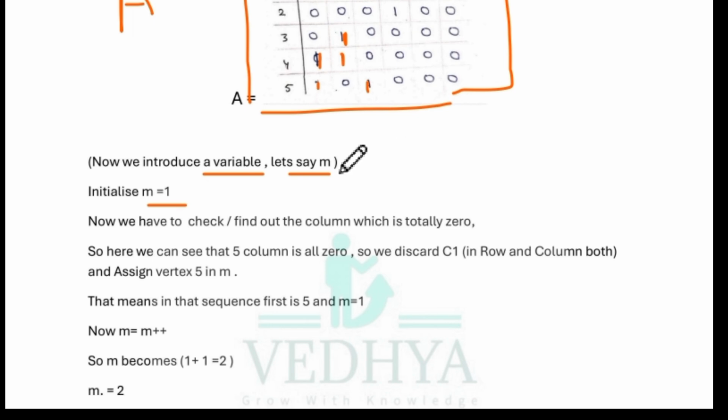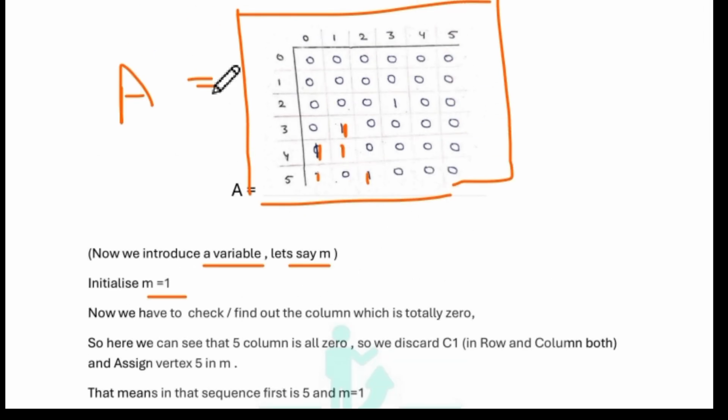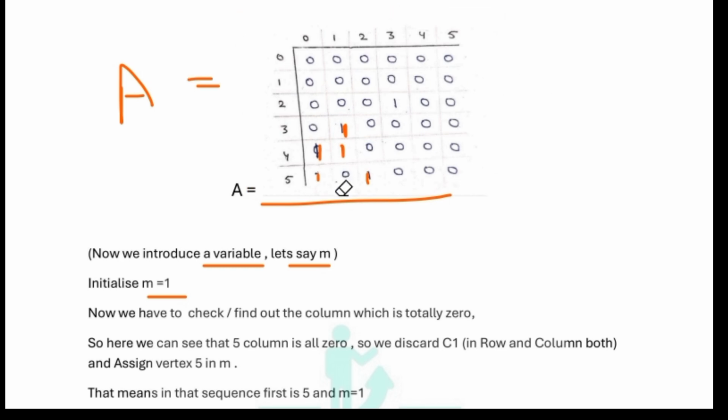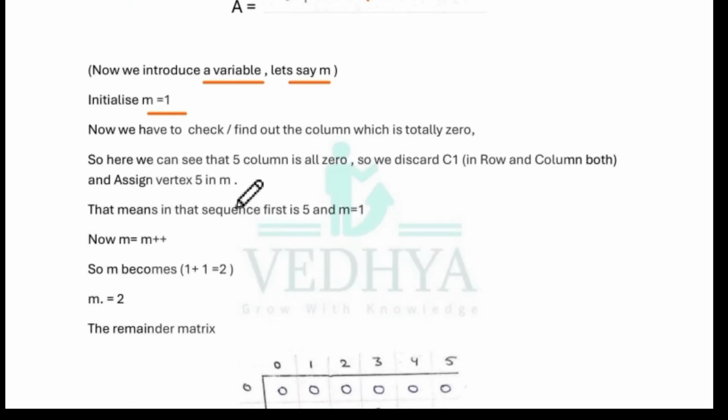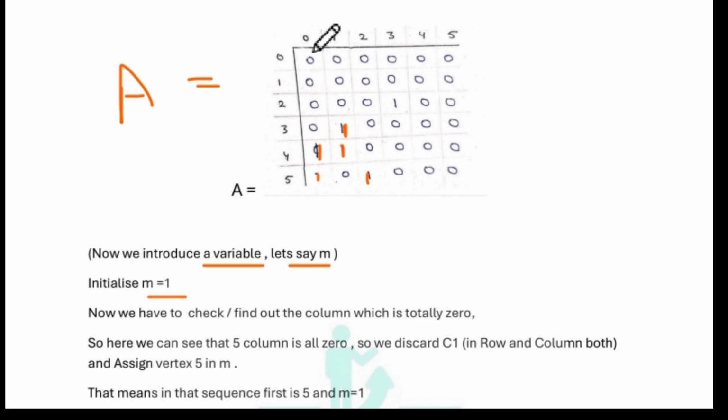Now we have to find the column in the whole adjacency matrix which is totally 0. Is this column totally 0? No, there is a 1. This column? No, there is a 1 again. This one? No, there is a 1 again. This? No, this is 1. This column is totally 0, and again this column is totally 0. So we can choose either of them, 4 or 5.